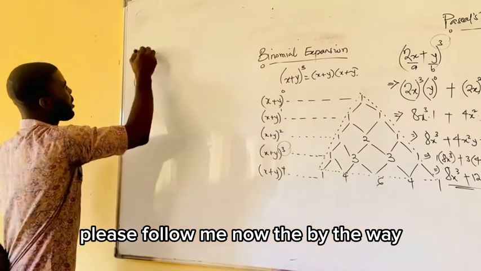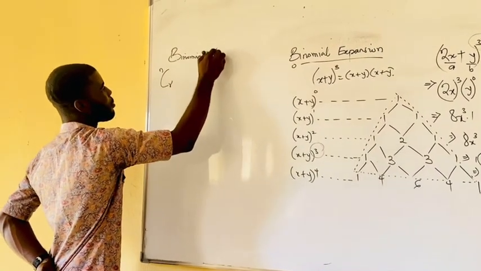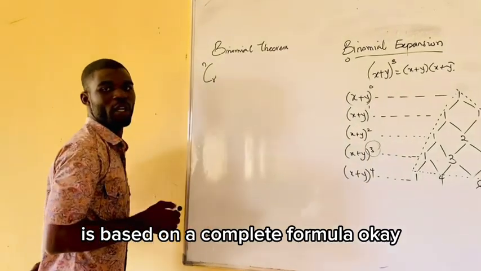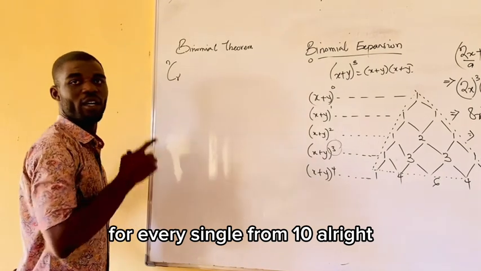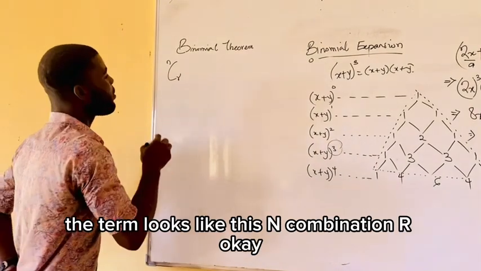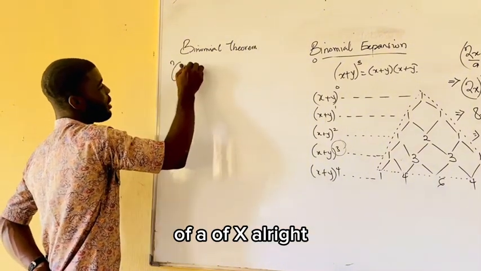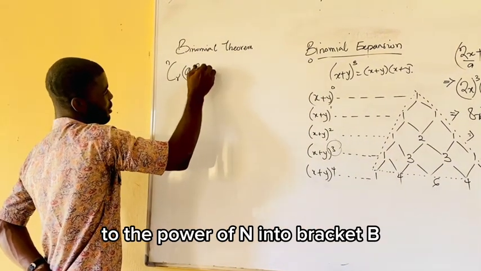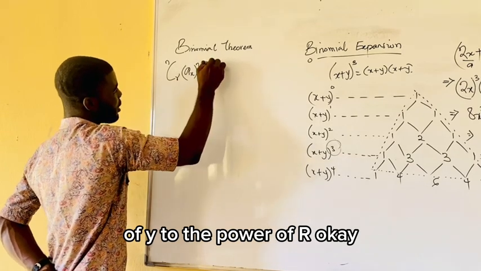Now for binomial expansion, there's a rule that follows it, n combination r. Please follow me. Now the binomial theorem is based on a complete formula. Okay, now the formula goes like this for every single term. The term looks like this: n combination r, of a x to the power of n, into bracket b y to the power of r.